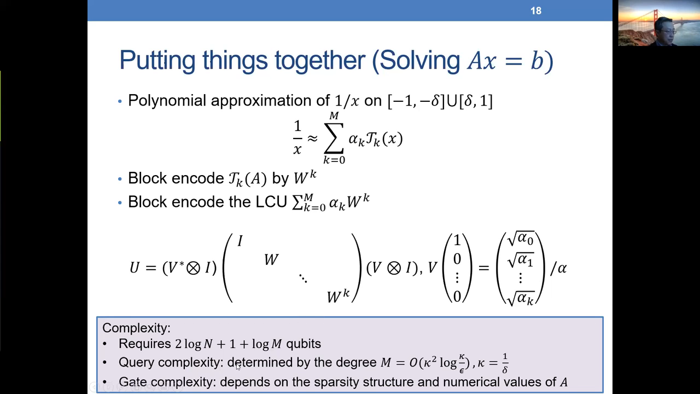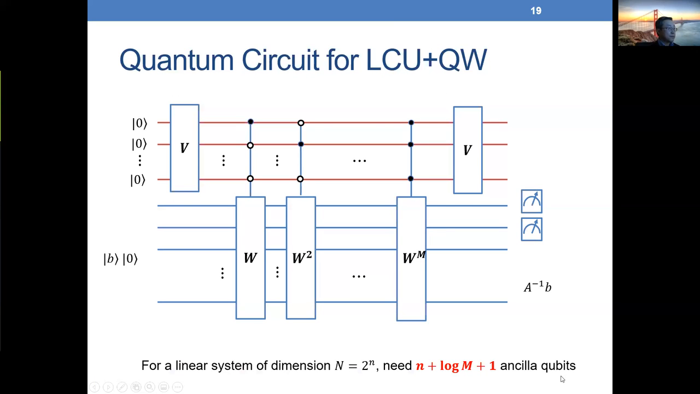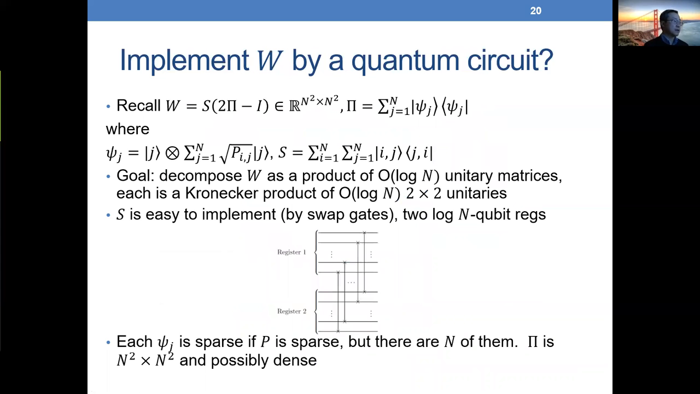Now the query complexity depends on how often we have to access this W, right? So that's determined by the degree of the polynomial. Okay, and then you can go through an analysis to show that it depends on the condition number and on the error tolerance. And the gate complexity depends on the sparsity structure and the numerical values of A, okay? Ultimately the circuit will look like that, but originally I was going to talk a little bit about the circuit. In particular, I wanted to give an example of how to actually construct a circuit for a quantum walk, but in the interest of time, I'm going to skip that.